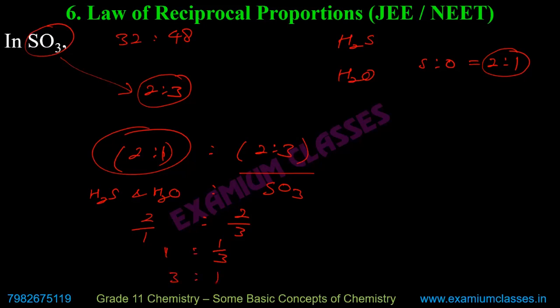Any confusion here? Basically, this simplification is your mathematics. I hope you are at least that good in mathematics that you can simplify the ratios. If not, then practice. Any confusion here? So what is this 32:48 ratio? That is the ratio of their masses.